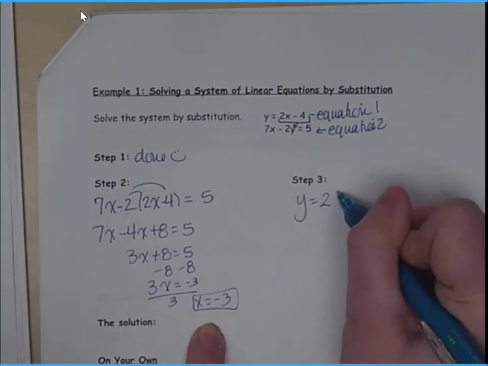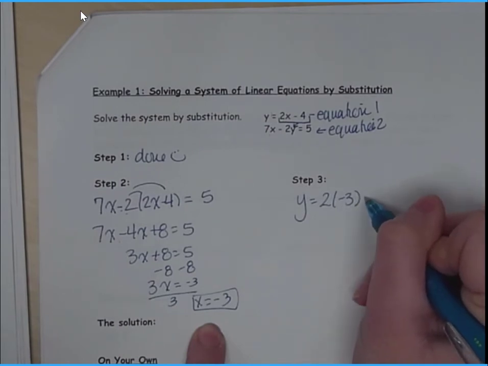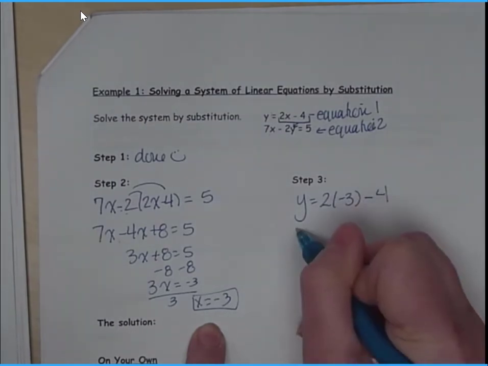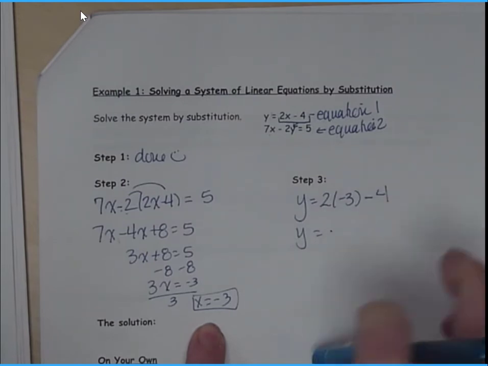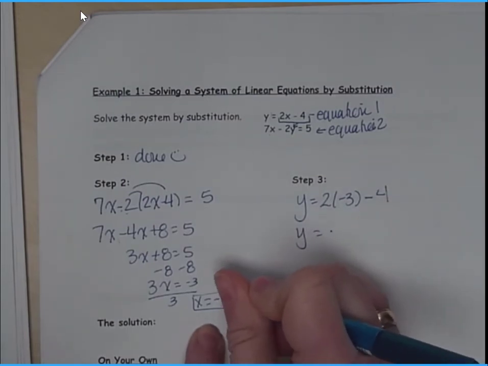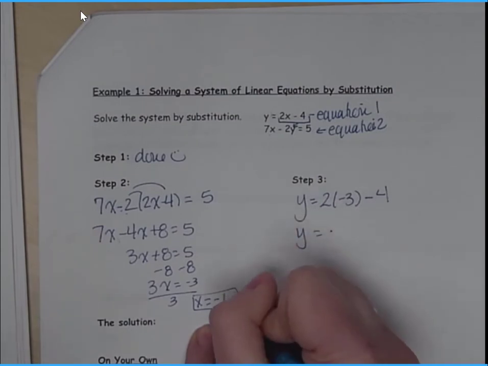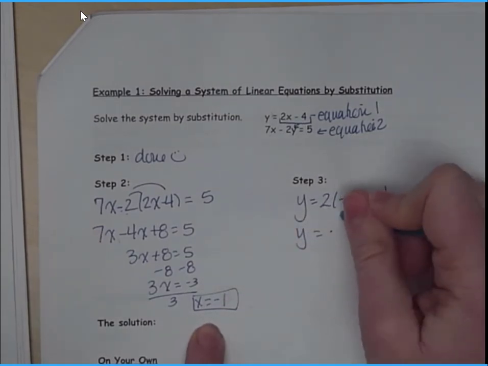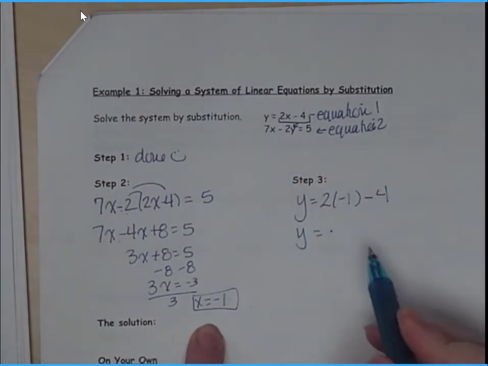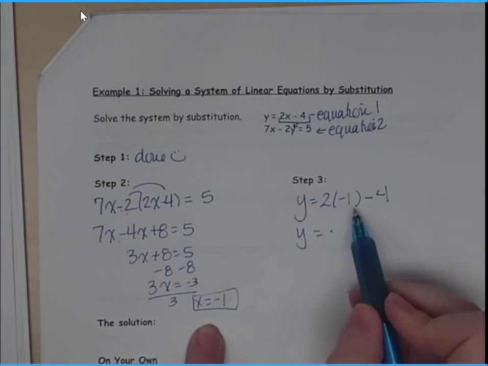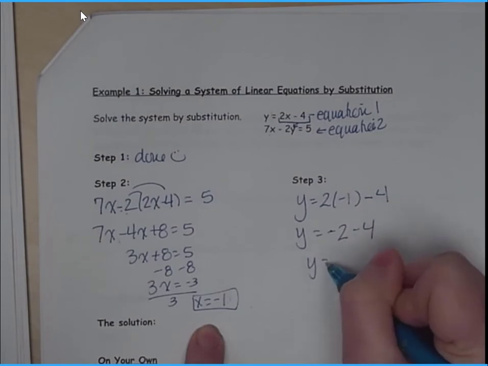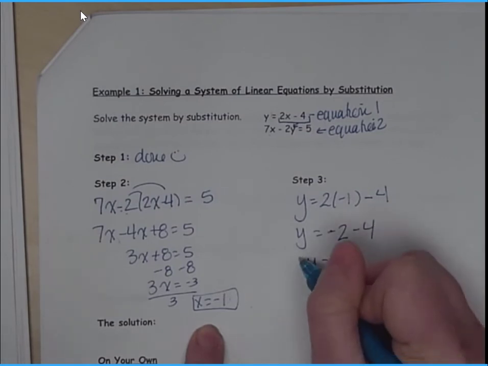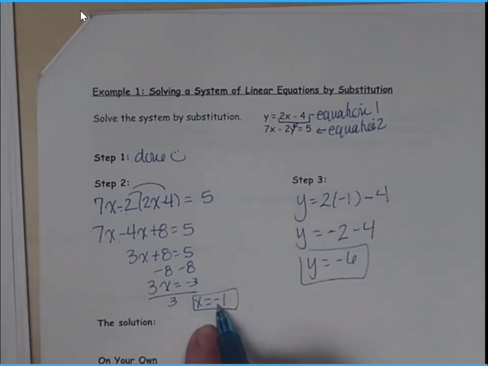So I have y equals 2 times negative 3 minus 4. So y equals, whoops, this is negative 1. Oh my gosh, what was I thinking? So I've got negative 1. I'm like, something's not right here. So 2 times negative 1 is negative 2 minus 4. So y equals negative 6. So glad I caught my mistake here.